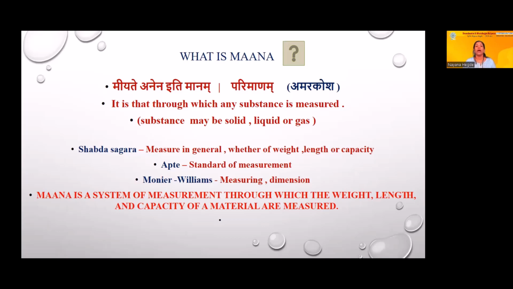According to Shabda Sagara, Maana is measurement or measuring in general, whether of weight, length, or capacity. According to Apte, Maana is standard of measurement. According to the Monier Williams dictionary, it is measuring or the dimension. So we can now understand what is Maana. Maana is a system of measurement through which the weight, length, and capacity of a material are measured.